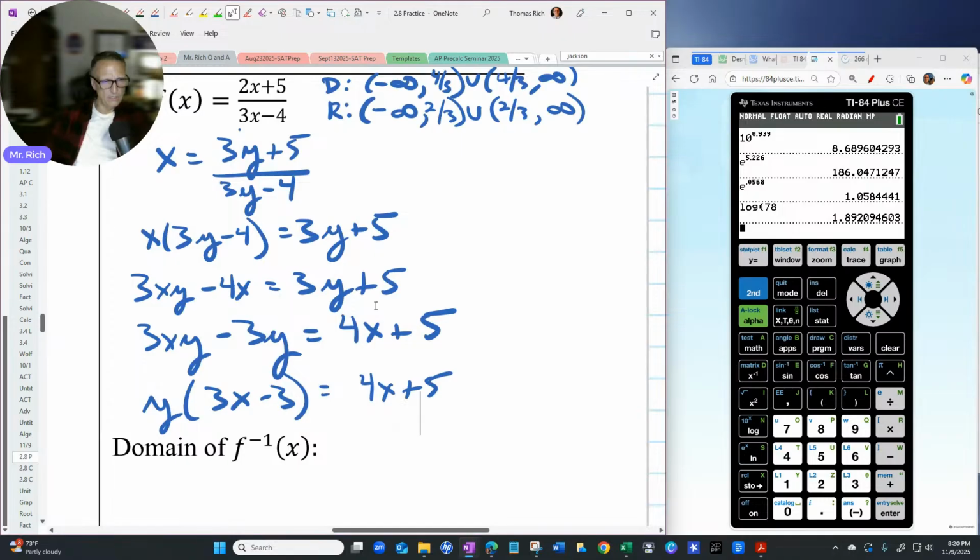And then what we're going to do is divide by 3x minus 3. And that will isolate the y, which becomes f inverse of x. And you have 4x plus 5 over 3x minus 3.